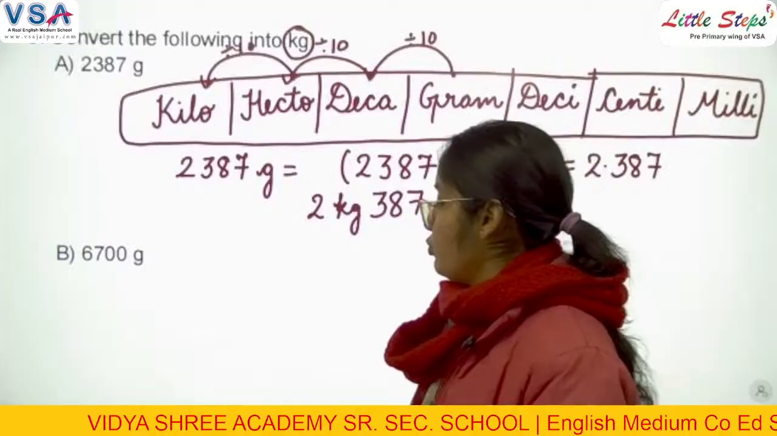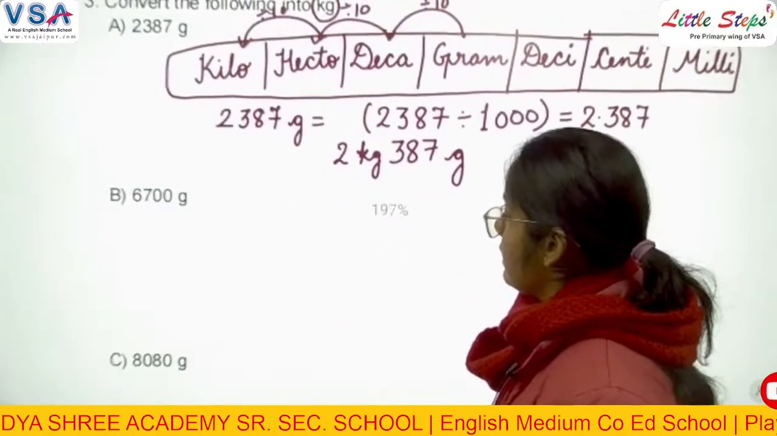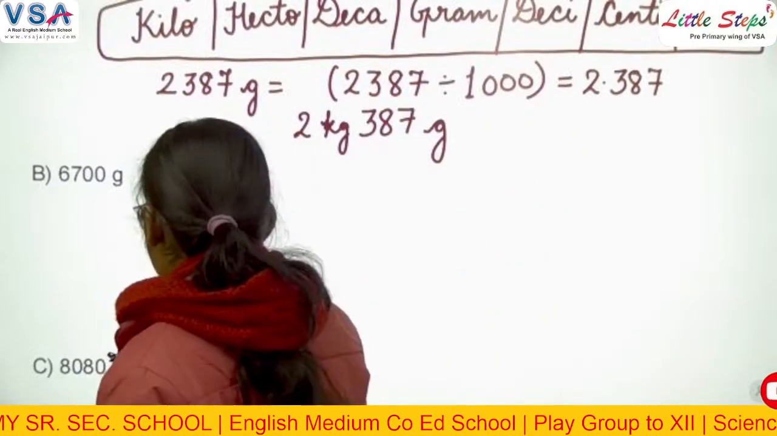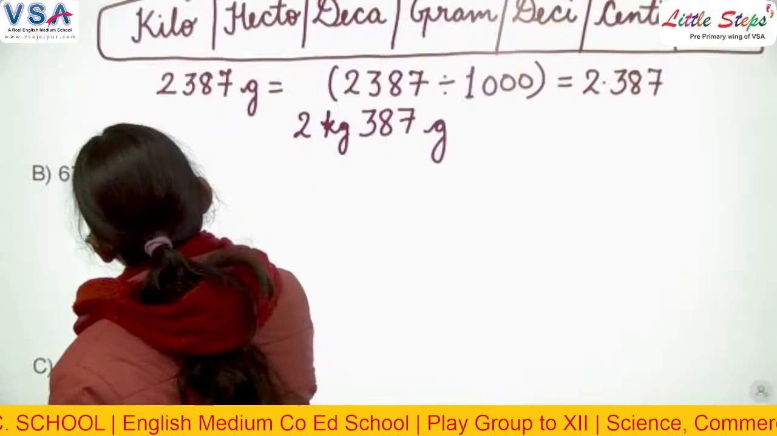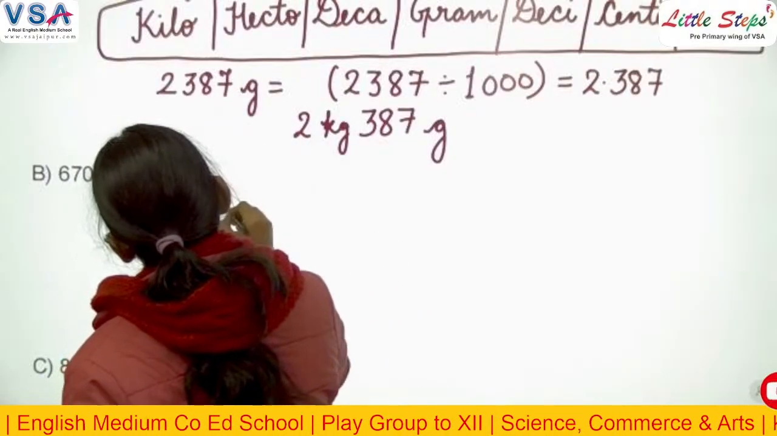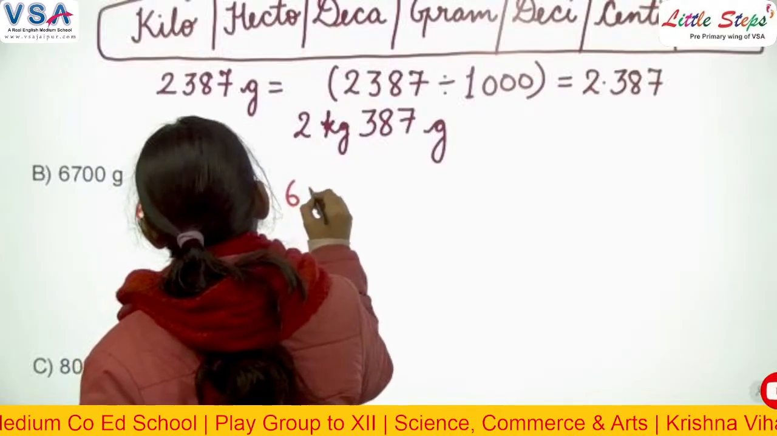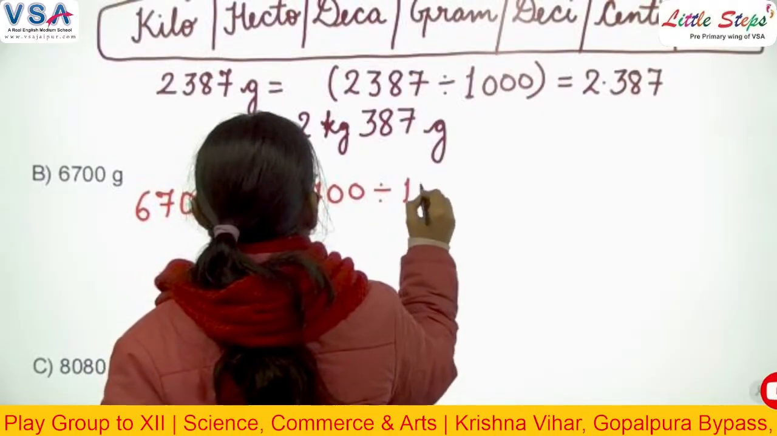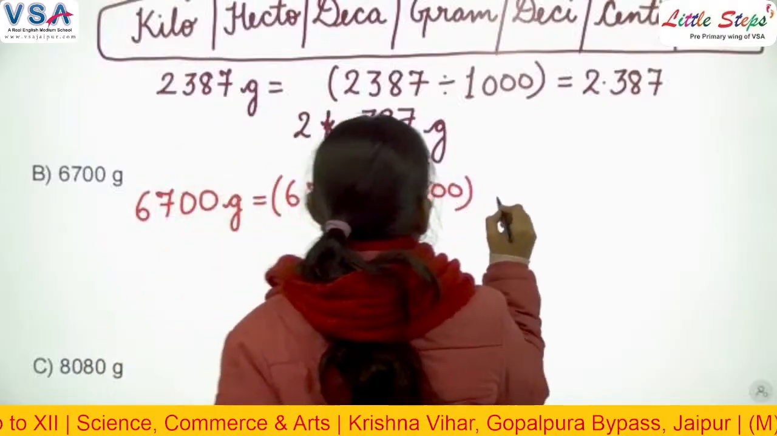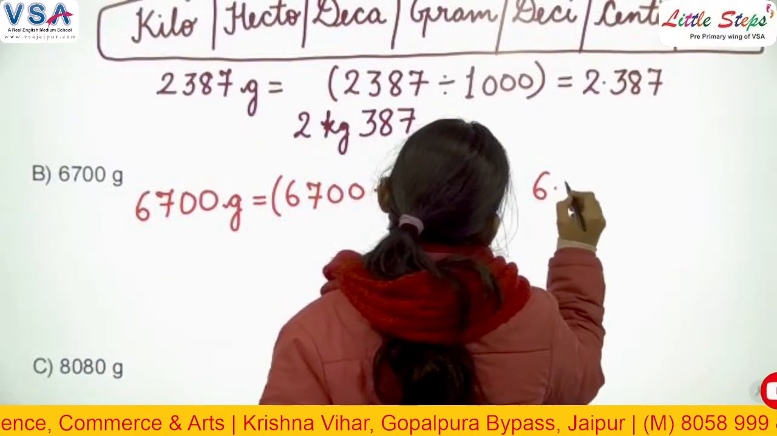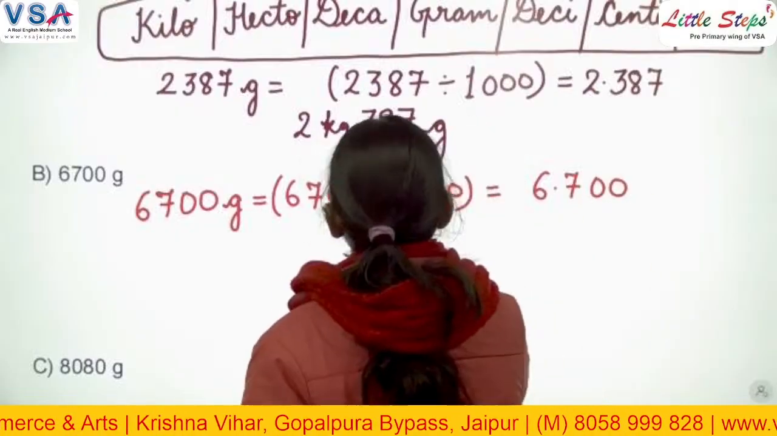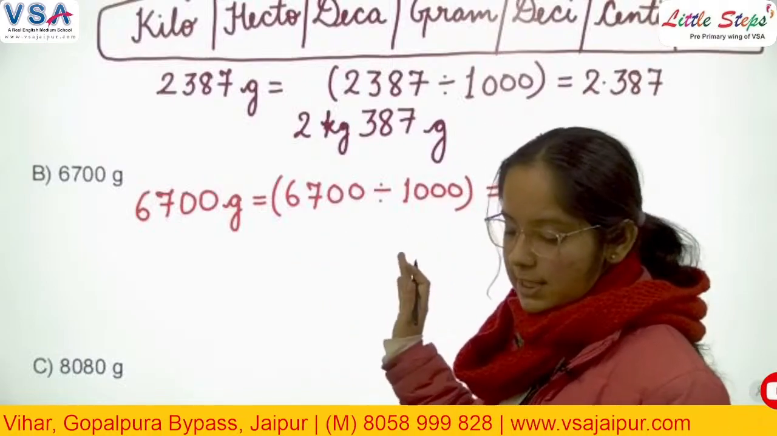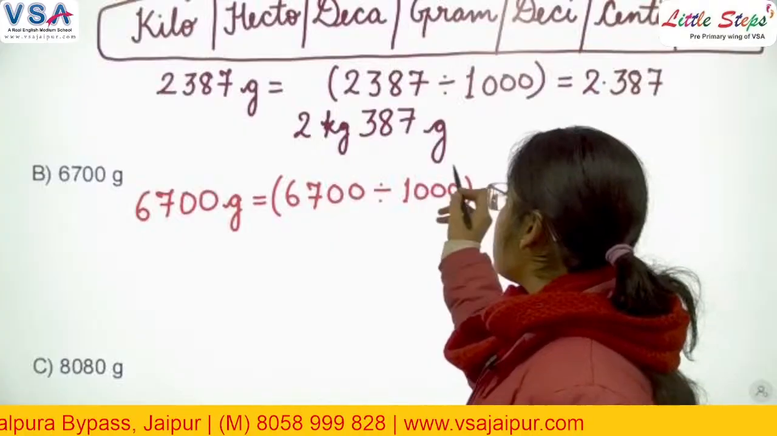Next, if we move to the next question, it is 6700 milligrams. 6700 milligrams. Again, we know that 6000. So, what does this signify? Here we have 6,700 divided by 1000. I have already told you that it depends on the number of zeros in the digit.